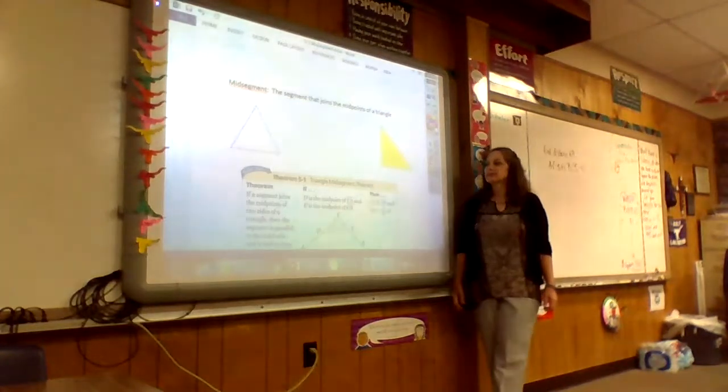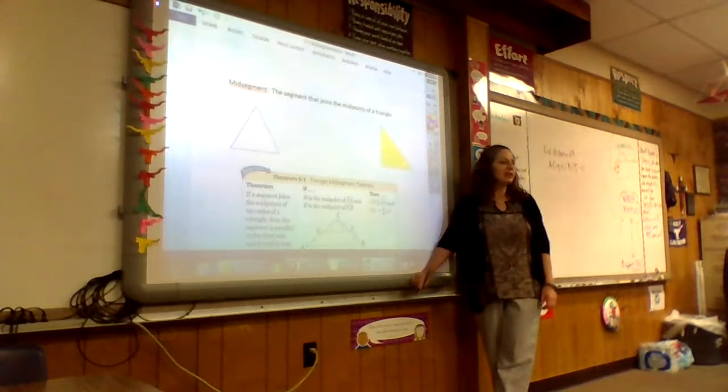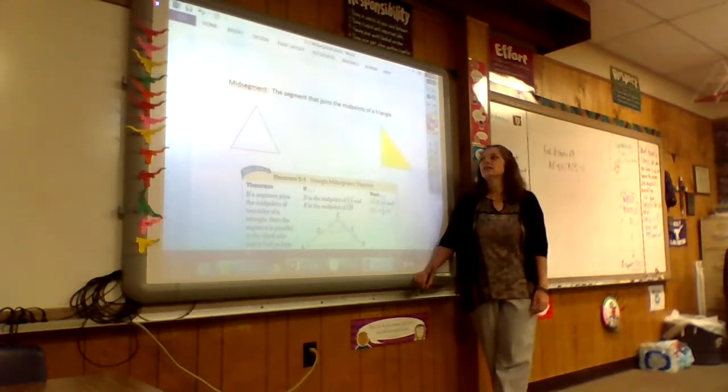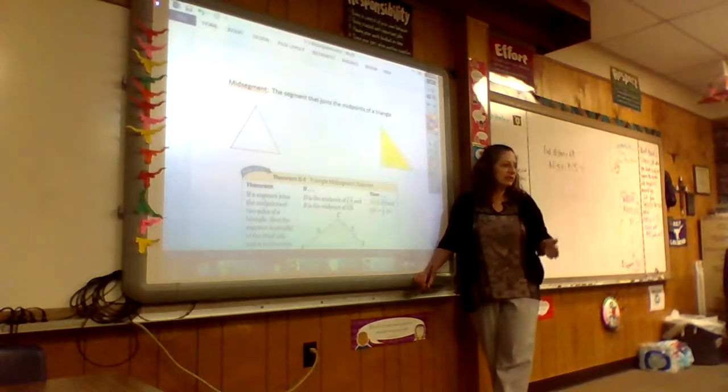So remember that this whole topic is all about the middles, the mids. We did midpoint yesterday on coordinate grid. We are doing mid-segment today. Tomorrow is going to be bisectors, cutting things through the middle.